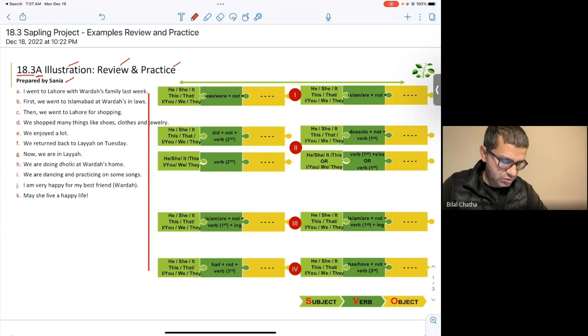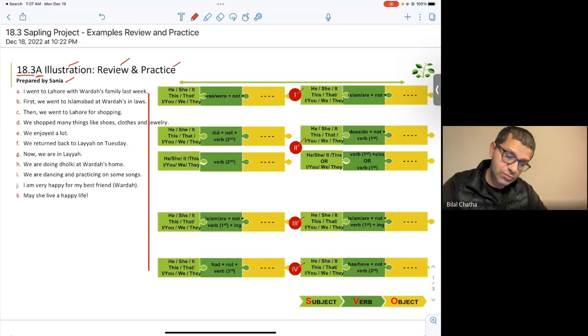So before we go into the sentences, let's look at the review real quick. I took 4 sentences from our last session, or 4 types of sentences. 1, 2, 3, 4. Okay.